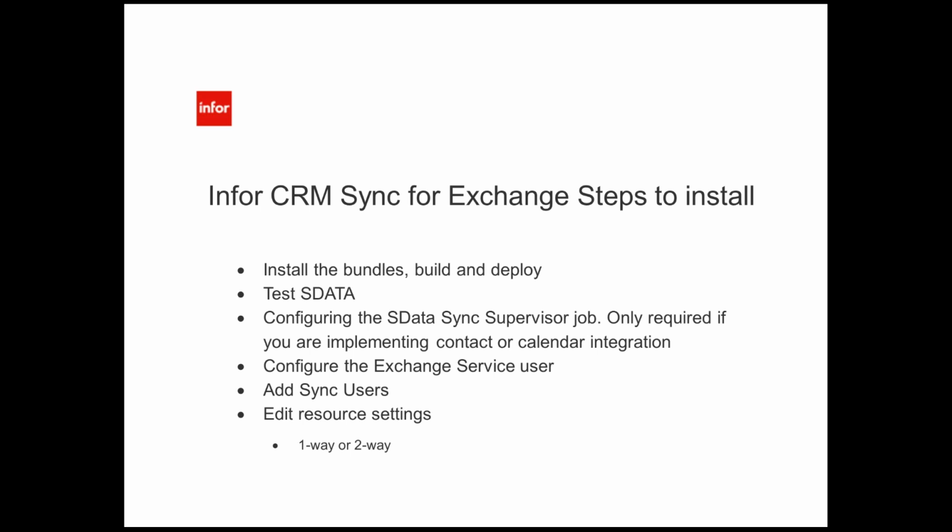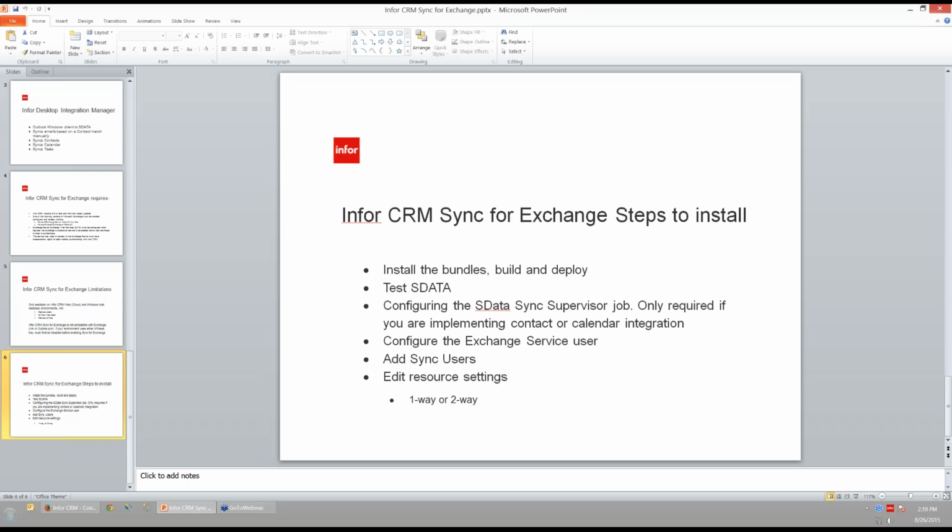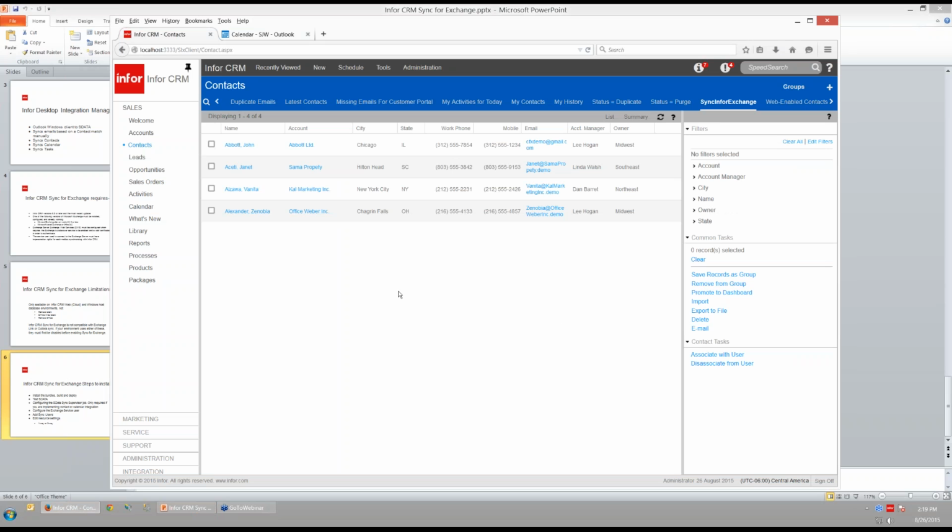Next, you would configure the Exchange service user, this impersonation user we were talking about earlier. You would add your Infor CRM Sync users, anybody that you have as a user in the system that wants to use the sync, you would activate that. And then there's some resource settings, such as, is it a one-way sync or a two-way sync? And if it's one-way, is it Exchange to Infor only or Infor to Exchange only? So those are just a couple of configuration choices you get to make as you're going through this. So, I'll jump in here to show you, well, what does it really look like?